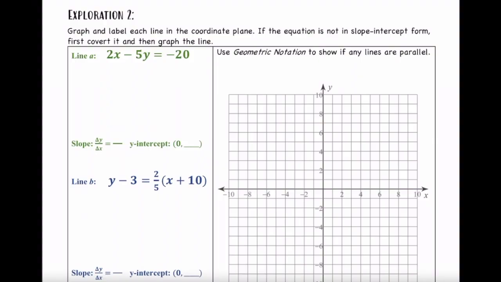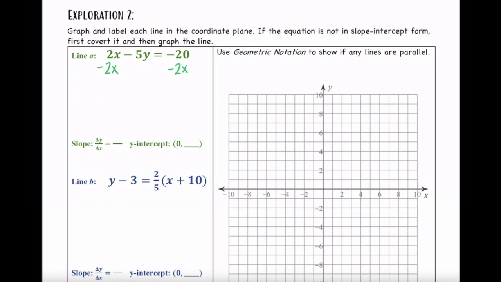In exploration 2, we're asked to graph and label each line in the coordinate plane, and if the equation is not in slope-intercept form, we must first convert it. All right, so looking at line A, it is not in slope-intercept form because y is not isolated. So the first thing I'm going to do, if I want to get y by itself, is make a zero term out of the 2x. So I'm going to subtract 2x from both sides.